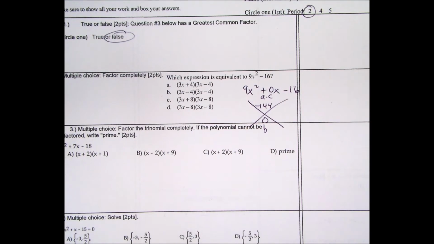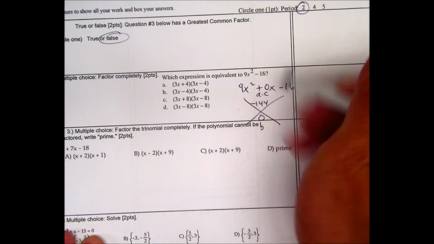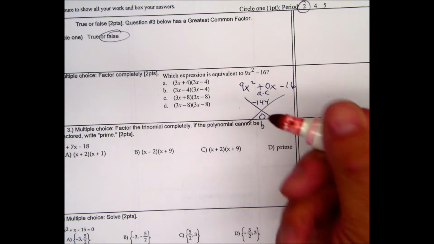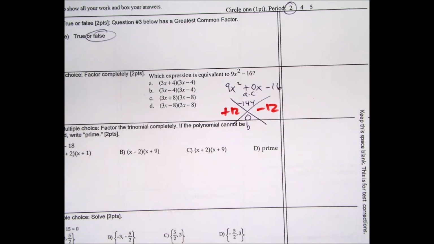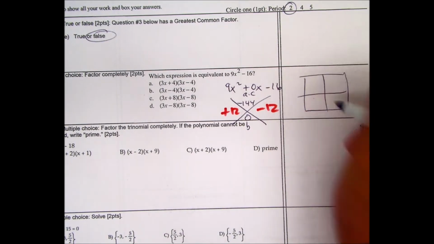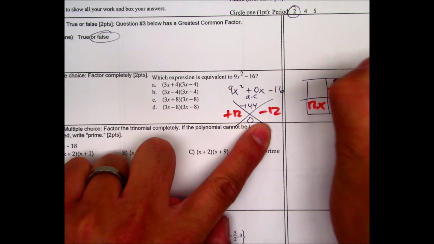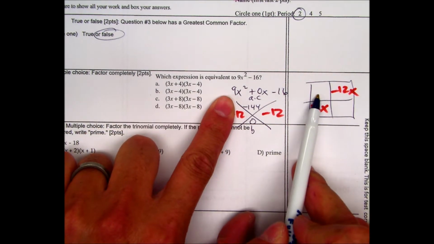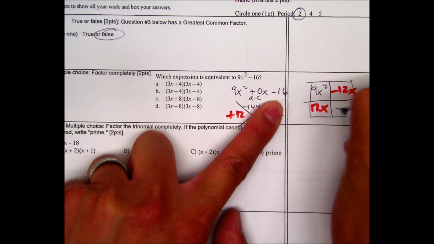I need to think of two numbers that will multiply to be negative 144 but add to be 0. That'll be positive 12 and a negative 12. I'm going to use my box now. In my box I'm going to have the 12x and the negative 12x. On the top left of the box I'm going to put my whole a term and my c term.